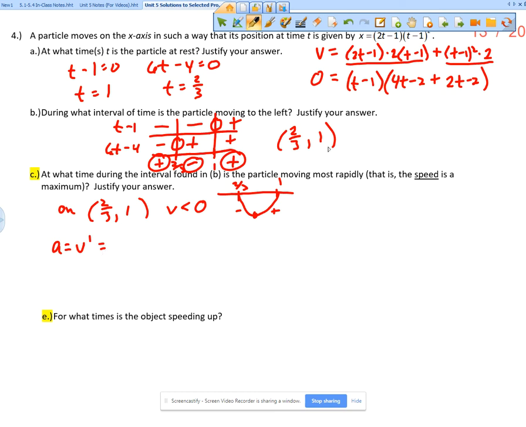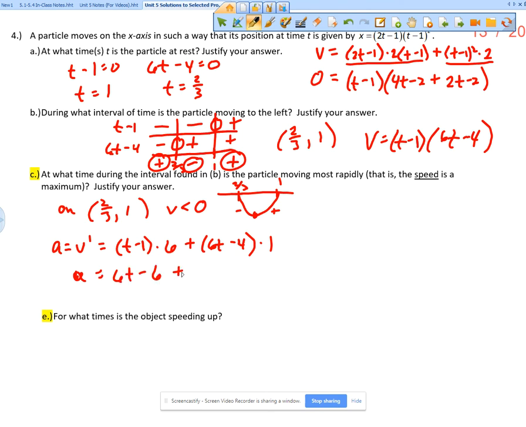All right, and so if I take my simplified version of velocity, which was t minus 1 times 6t minus 4, we can use the product rule there to find the derivative. So I get t minus 1 times 6 plus 6t minus 4 times 1. All right, and so this acceleration is going to be 6t minus 6 plus 6t minus 4. And so I get 6t plus 6t, 12t, and then I get minus 10.